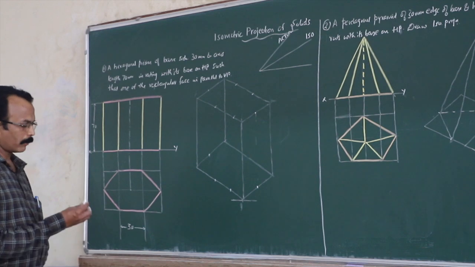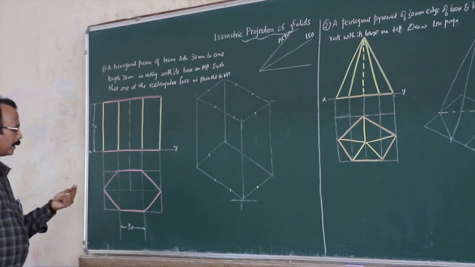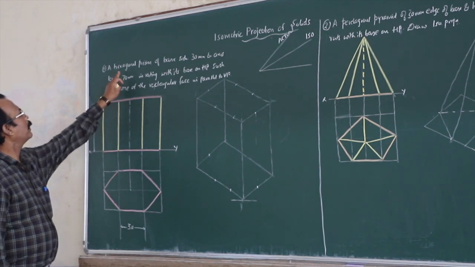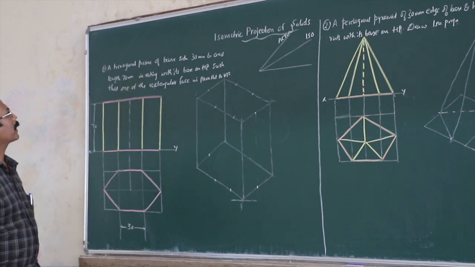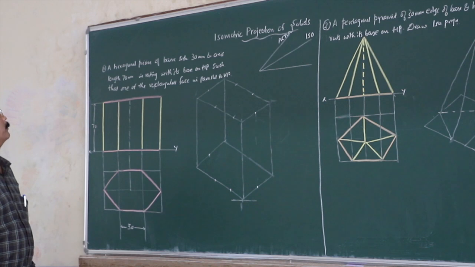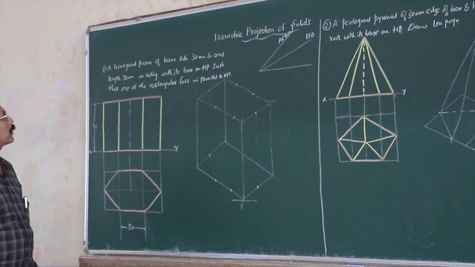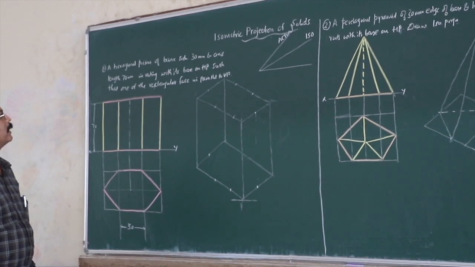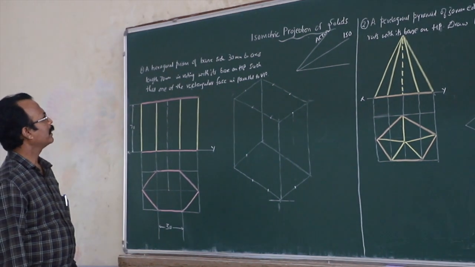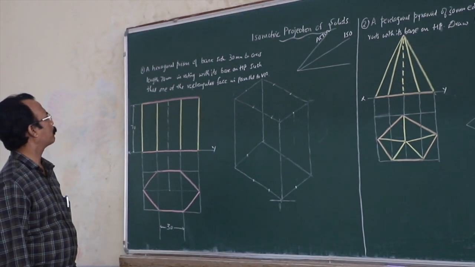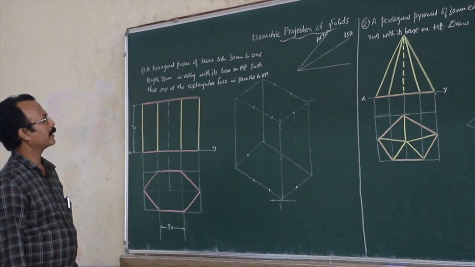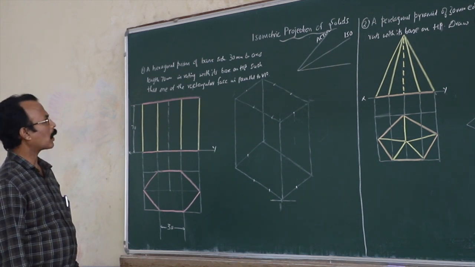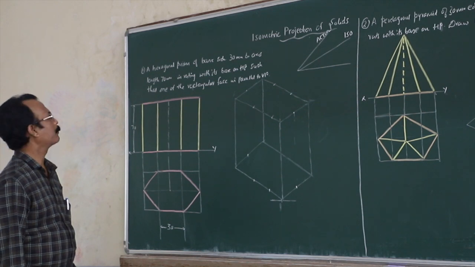So, coming to the first problem, I will just read the problem here. A hexagonal prism of base side 30 mm and axis length 70 mm is resting with its base on HP, such that one of the rectangular faces is parallel to VP. Draw the isometric projection.